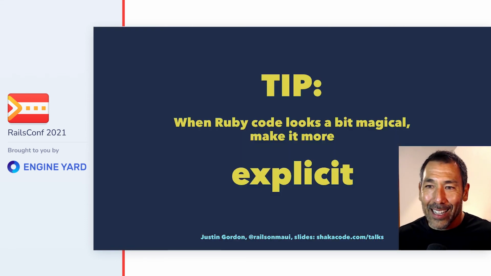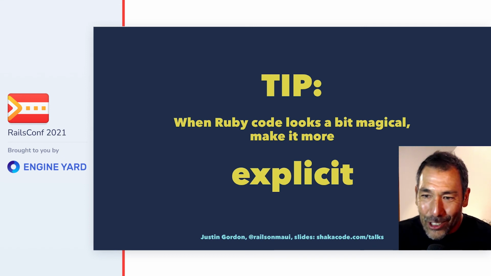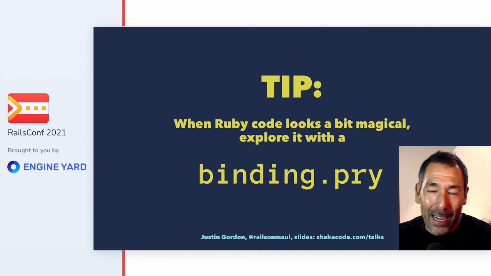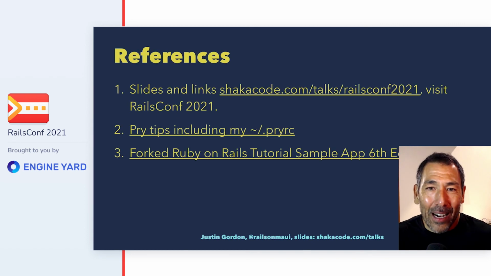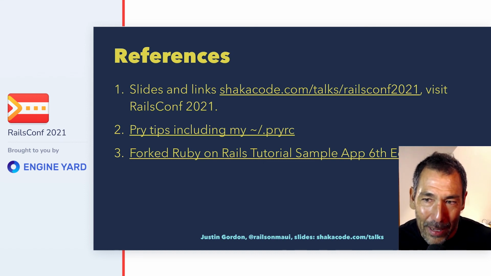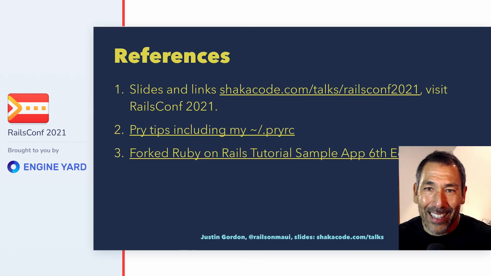So here's the bottom line. When the Ruby code looks a bit magical, try to make it a little more explicit in your head. Maybe explore it with a binding.pry. So I've got references for you here. You got all these tips, my Pry RC. You got the little changes I made to the Rails sample app.